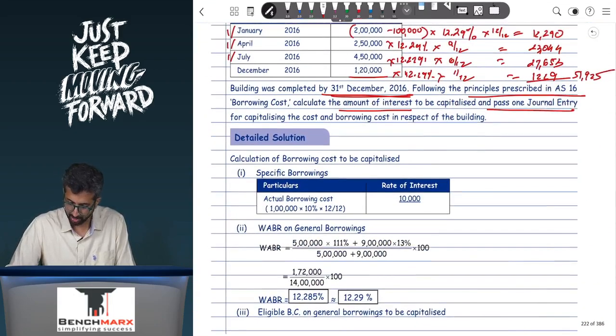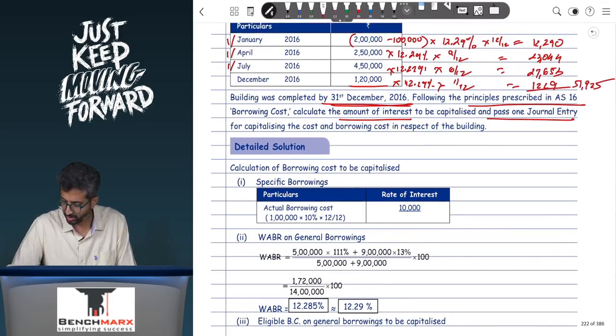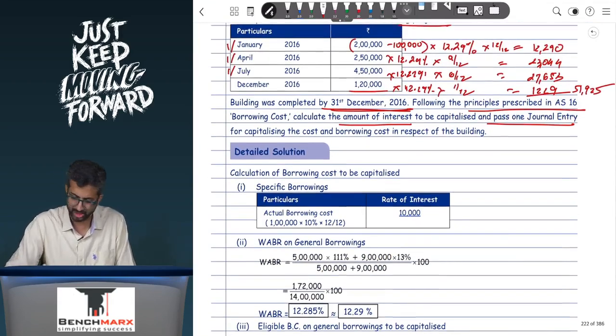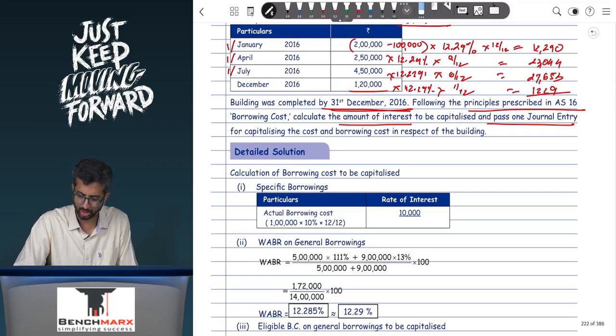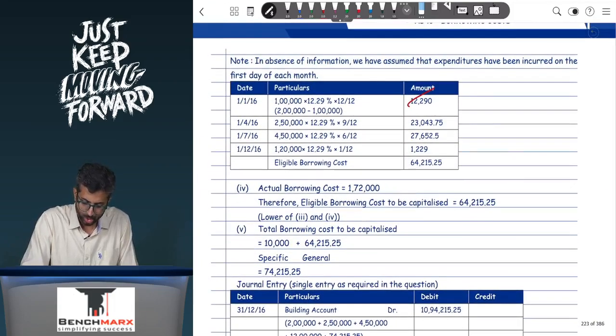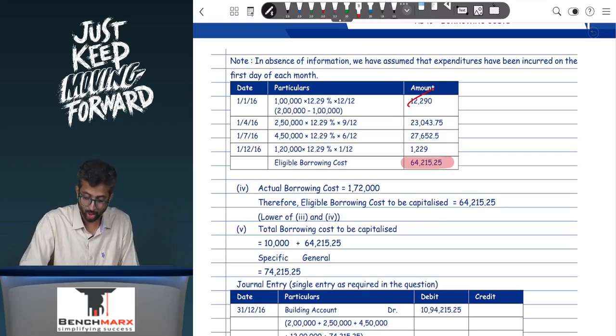So 51,925 plus 12,290 comes to 64,215. Correct, 64,215. So if I go to, say, 64,215, that is your borrowing cost eligible to be capitalized out of the total borrowing cost that you are paying of 1,72,000. Hence, your borrowing cost to be capitalized is, out of the specific borrowings, around 10,000 and then 64,215, and hence the total is 74,215.